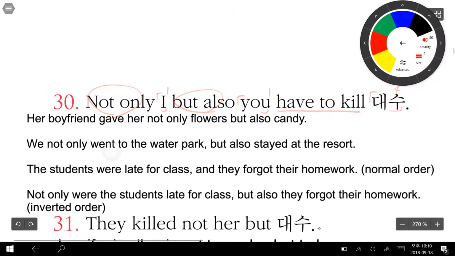Her boyfriend gave her not only flowers, but also candy. So for that one, flowers and candy are both nouns. In the next one, we not only went to the water park, but also stayed at the resort. There, the two parts are both predicates.